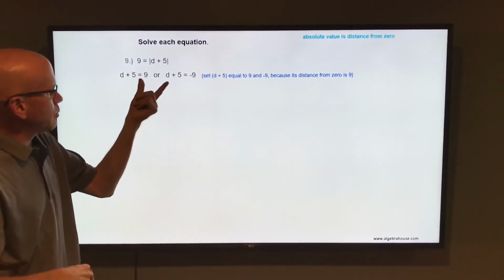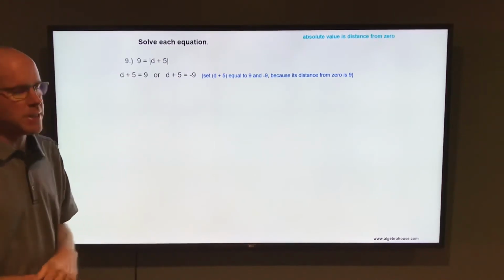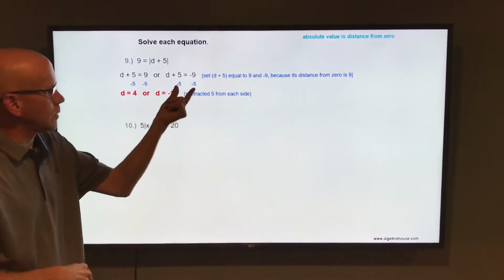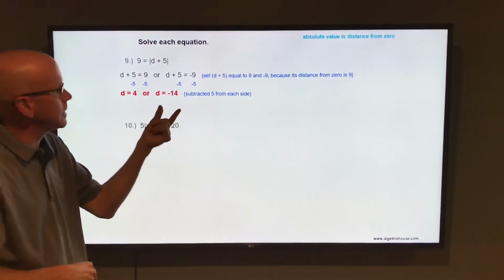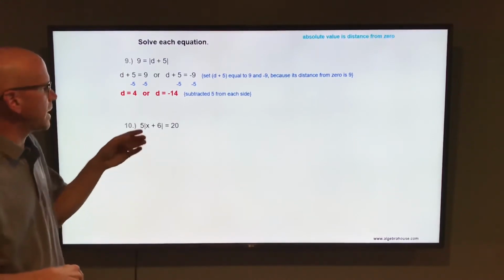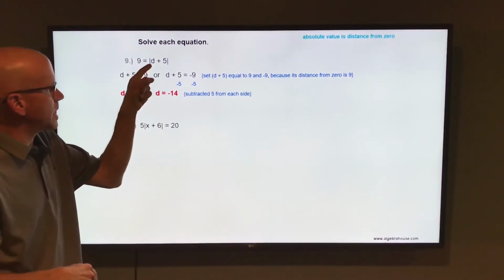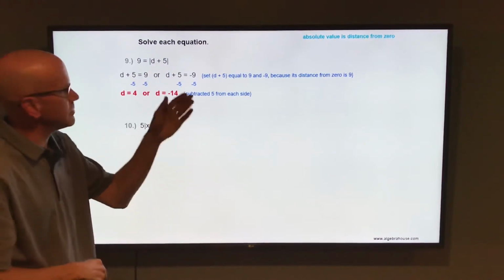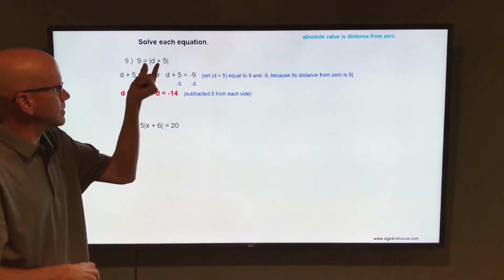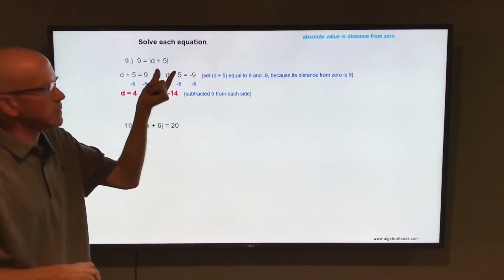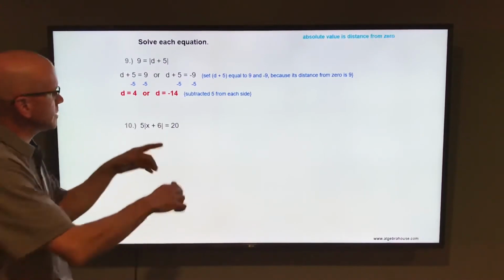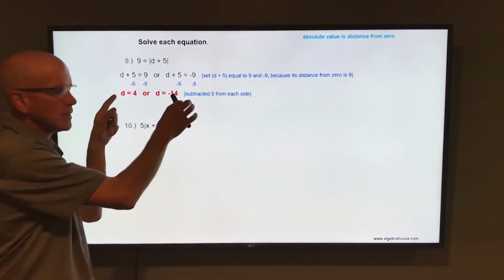Once we set that up, we have two simple equations we can solve for d. In that first equation, subtract 5 from each side to get d equals 4. And the second equation, same thing, subtract 5 from each side, d equals negative 14. If you want to check your answers, put those back in. Put 4 back in for d. It'd be the absolute value of 4 plus 5. That's the absolute value of 9, which does equal 9. And put negative 14 back in, the absolute value of negative 14 plus 5. That'd be the absolute value of negative 9, which again is 9. So d does equal 4 and also negative 14. Those work.